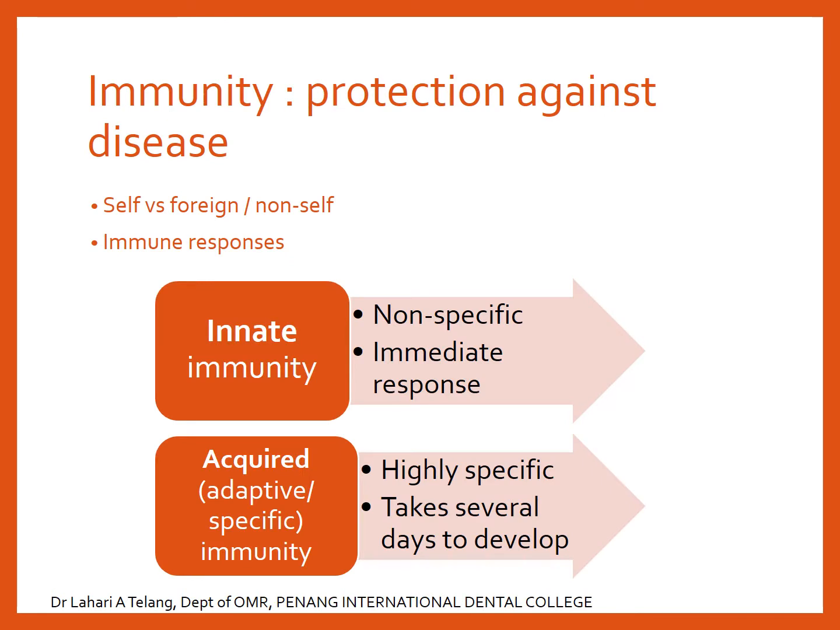Let's look at immunity as such, moving on to more immune related diseases. Immunity actually gives protection against disease and is one which distinguishes self versus non-self. So immune response could be innate or acquired. Innate immunity is generally non-specific and an immediate response, whereas acquired immunity, which is adaptive, is more specific and takes several days to develop.